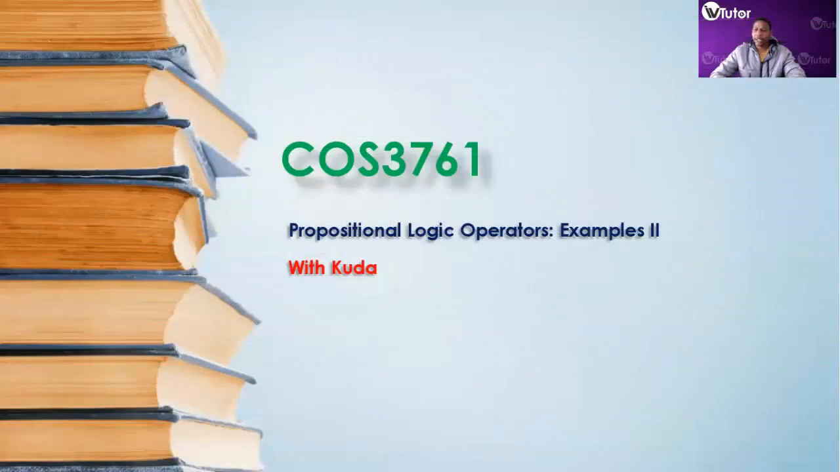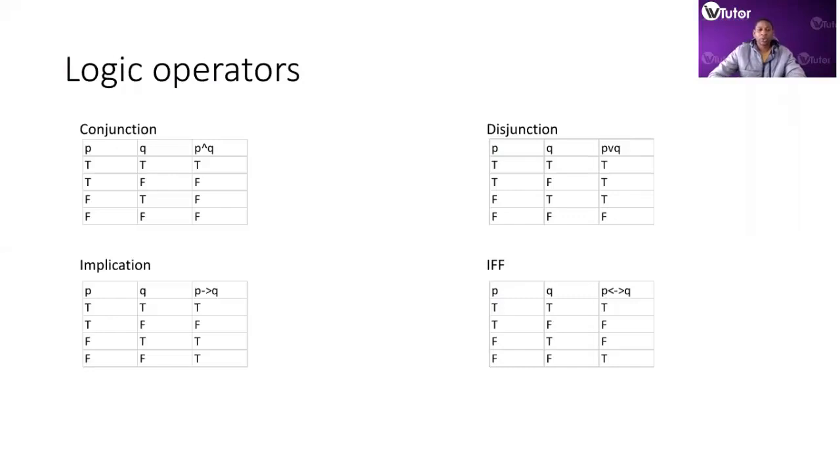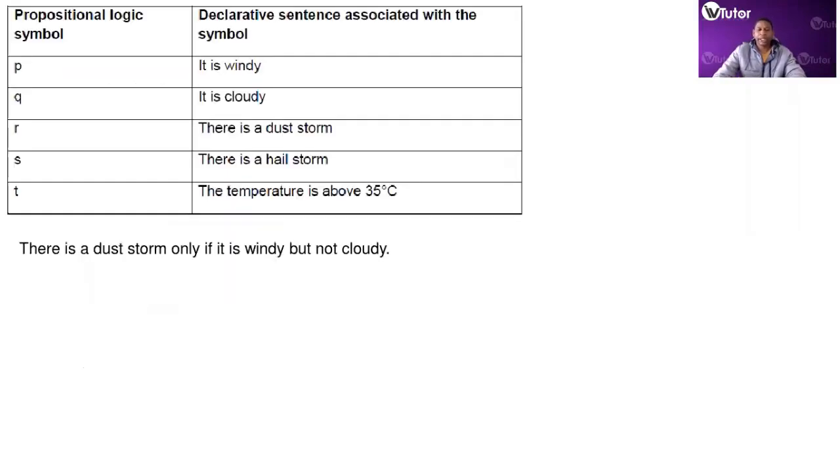Right, let's look at the last scenario of operators in the examples. We looked at how we tackle multiple choice questions. Now we're going to look at how we tackle structural questions. We're still going to use the same truth tables. You're given a table with the symbols and their meanings, and you're supposed to convert to first order logic. There is a dust storm.